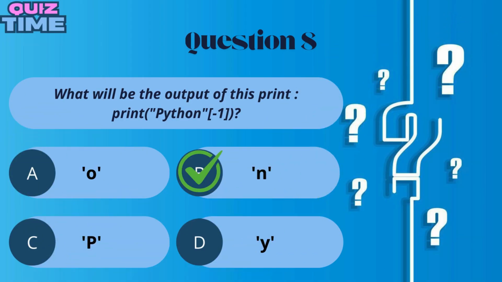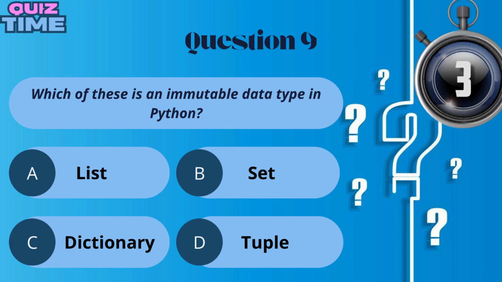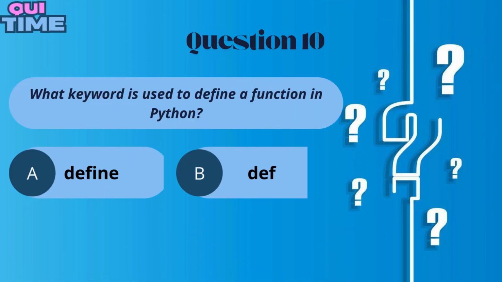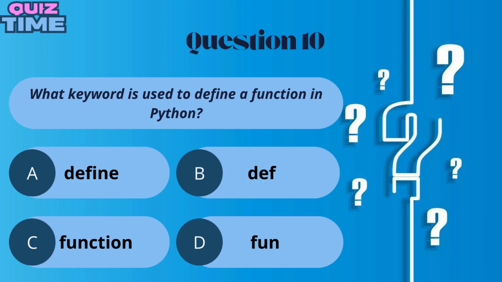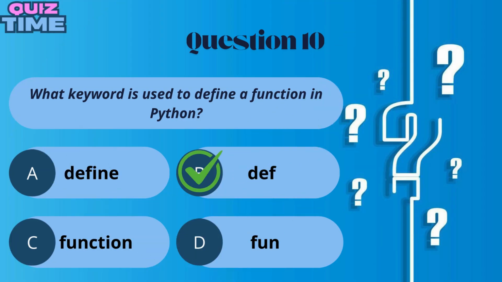The correct answer is B. Question 9. Which of these is an immutable data type in Python? The correct answer is D. Tuple. Question 10. What keyword is used to define a function in Python? The correct answer is B.